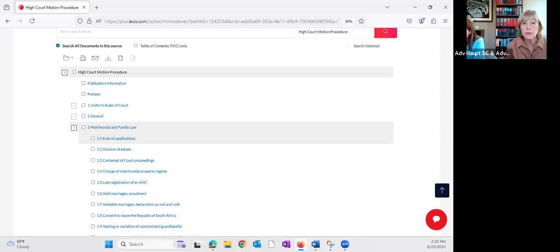An example of that would be where you've brought a review application and you've used Form 2A, the normal Rule 6 form, for your review application, and you haven't provided for the decision maker or administrator to deliver the record of the proceedings, and you haven't provided for the applicant to be given an opportunity to supplement the founding affidavit. You deny your own client those rights if you don't make sure that you've used the correct form.